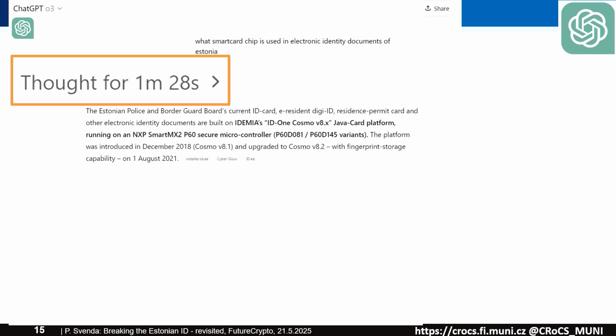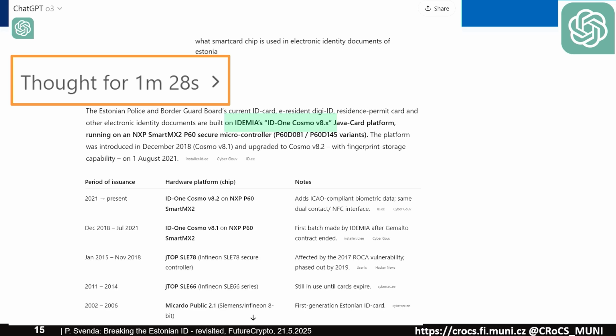The second thing is, this is not what the kids nowadays would do. They will just ask ChatGPT, right? So I asked, and it works pretty well. ChatGPT can tell us it's a Cosmo platform. It will tell you it's 8.x, because it will also tell you the whole history of how the Estonian platform was built on different chips. And that's great. But you may wonder, is this hallucination, right?